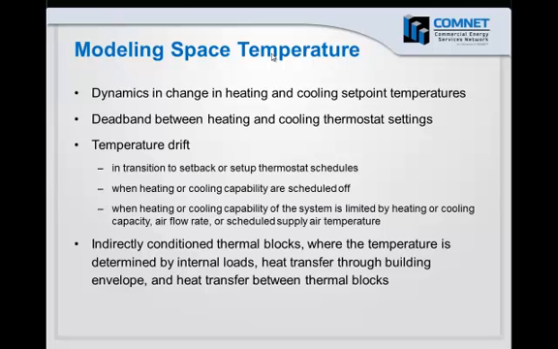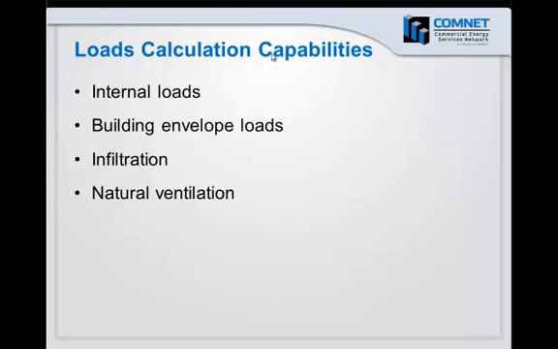The thermal loads in each of the thermal blocks need to account for internal loads, including occupants, lights, equipment that are located inside the envelope of the building. Needs to account for building envelope loads, especially fenestration, insulation, absorptance and reflectance of surfaces, and so forth, infiltration, and natural ventilation.